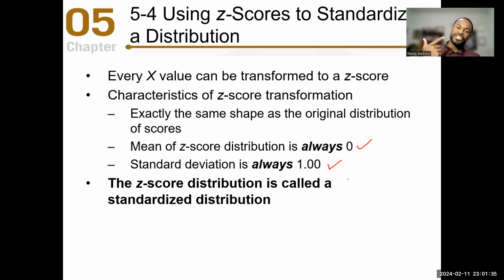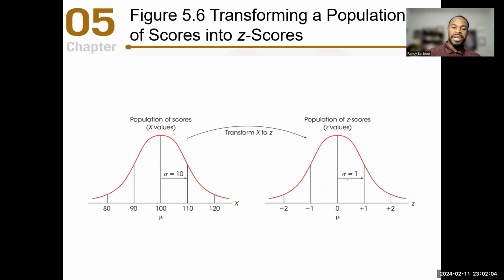And a z-score distribution is called a standardized distribution. Why? Because we're able to turn these individual x values into a standard measure, so we can turn any distribution into a z-score distribution, meaning again a value of 0 for the mean and a standard deviation of 1. And when we do that, it makes it that much easier to compare scores across distributions. Okay, so here is an example.